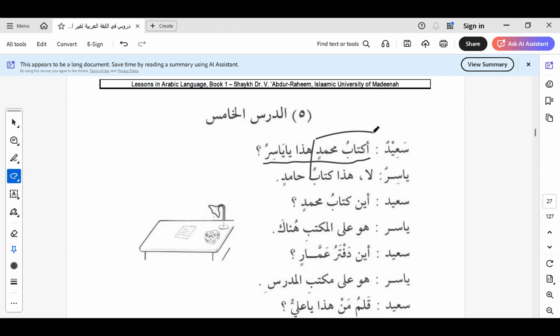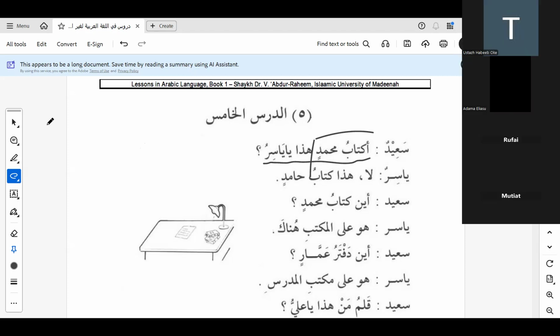What's the relationship between Kitab and Muhammad here? Yes, please let's engage. It's an idofah relationship. MashaAllah, barakallahu feekum. So the relation between Kitab and Muhammad is idofah: mudaf and mudaf ilayhi. Sister Mutia, are you with us? Please, you need to engage, it's very important. Do you have an idea of mudaf and mudaf ilayhi? Yes, I have an idea. Okay, very good, we are still coming to it fully in our grammar lesson. So Kitab is the mudaf and Muhammad is the mudaf ilayhi.